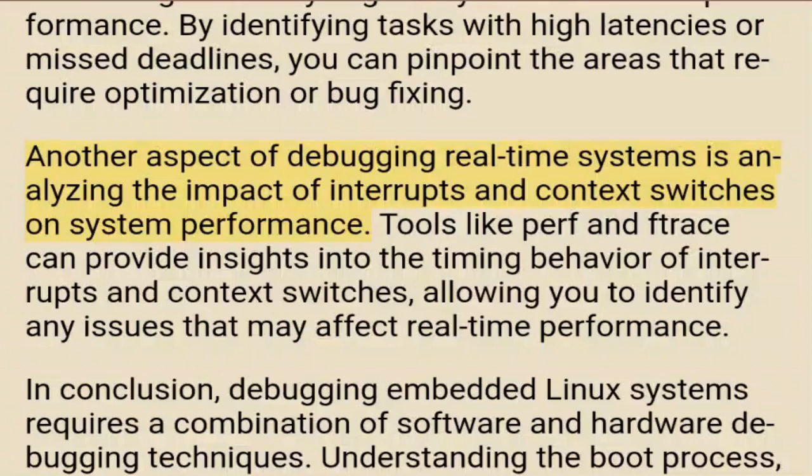Another aspect of debugging real-time systems is analyzing the impact of interrupts and context switches on system performance. Tools like perf and ltrace can provide insights into the timing behavior of interrupts and context switches, allowing you to identify any issues that may affect real-time performance.